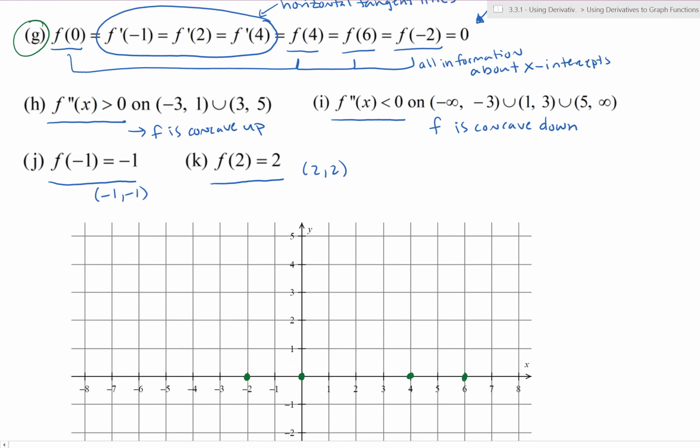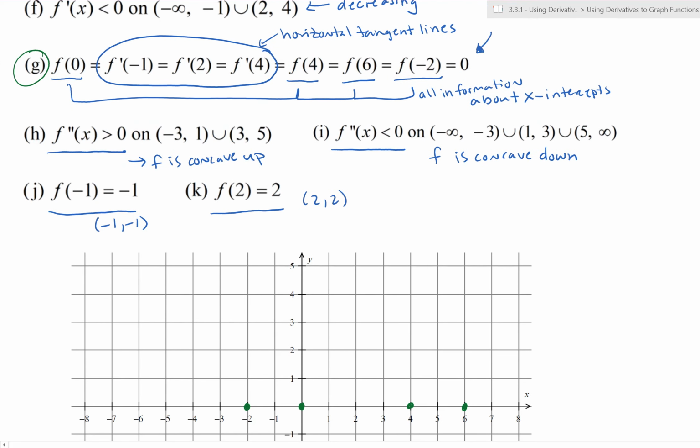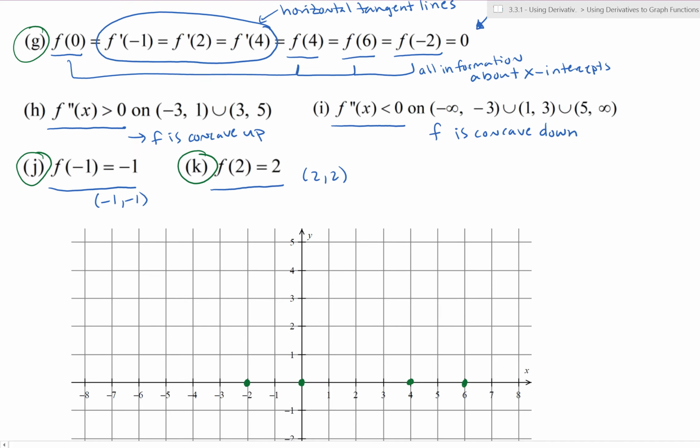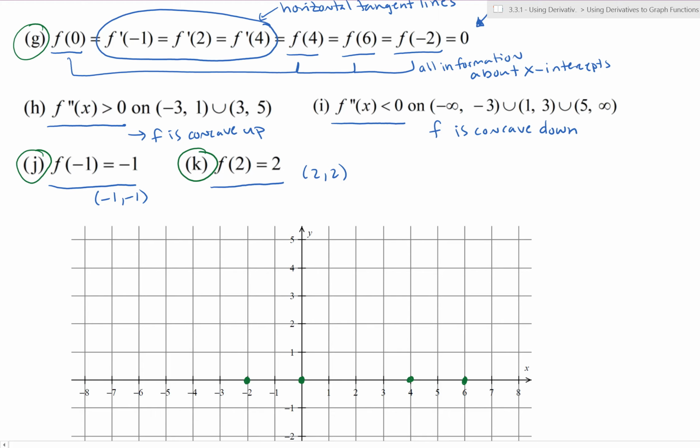So there's some intercepts. We also know in parts J and K some other ordered pairs, right? Specifically the ordered pair negative 1, negative 1, right there. That has to be on the graph. And 2, 2 has to be on the graph.